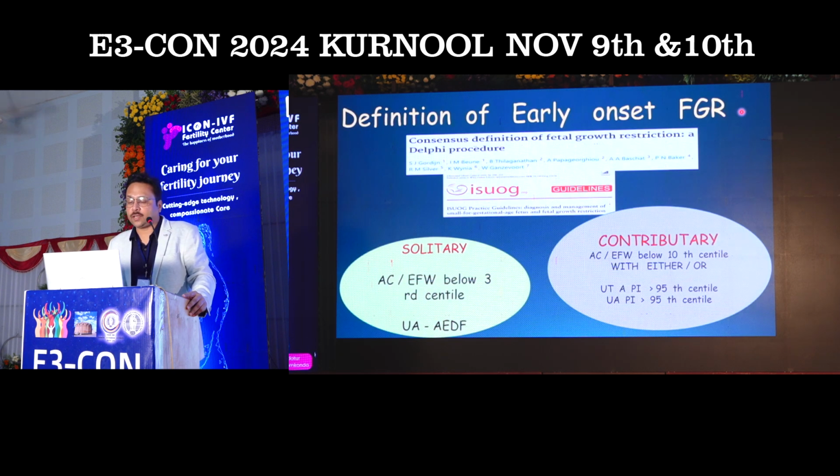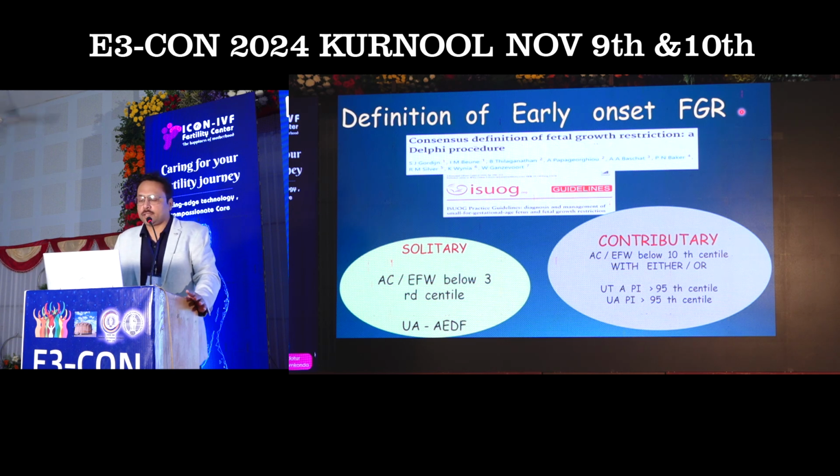Delphi consensus for early onset FGR. There are two types of criteria, solitary criteria and contributory criteria. In solitary criteria, there are two things. Either of them you can label as early onset FGR. When there is AC, abdominal circumference, or estimated fetal weight less than 3rd centile, or severe umbilical abnormality like absent end-diastolic flow, you can label straightaway as early onset FGR.